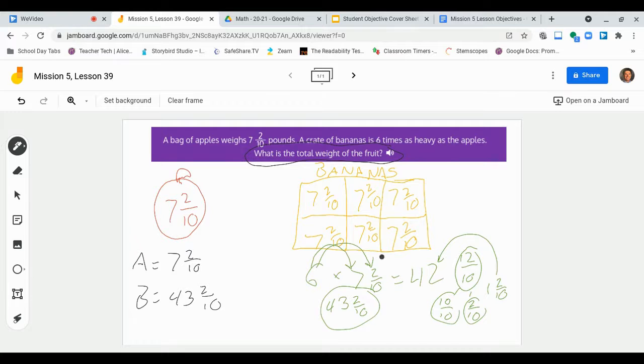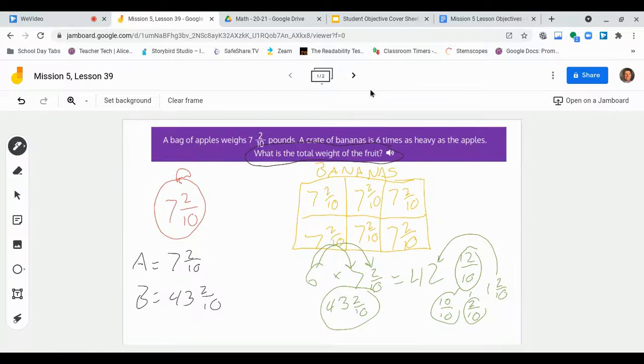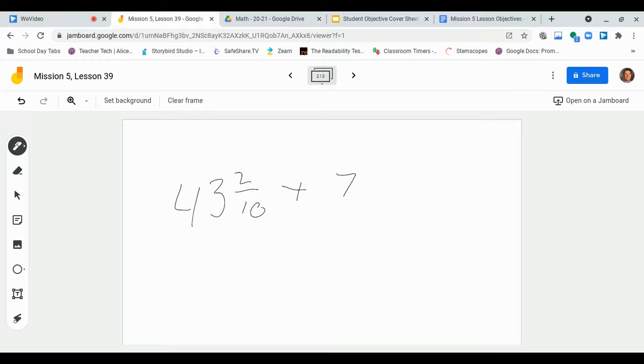We had to figure out how much the bananas weighed to figure out the total fruit. All right. So I need to combine the apples and bananas. So I need to combine the 7 and 2/10 and the 43 and 2/10. So what does that mean? That means I'm going to add them. Okay, I'm going to go to a new frame here. So I'm adding 43 and 2/10, which was the bananas, plus the 7 and 2/10, which was the apples.